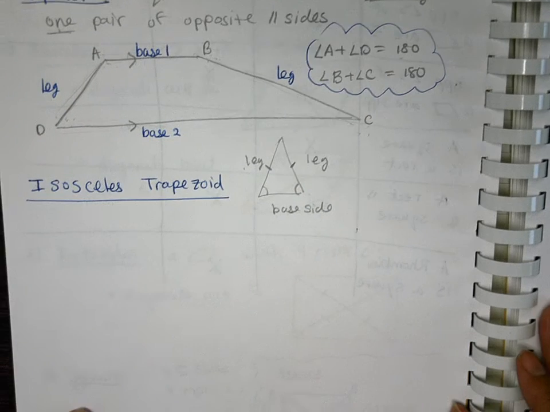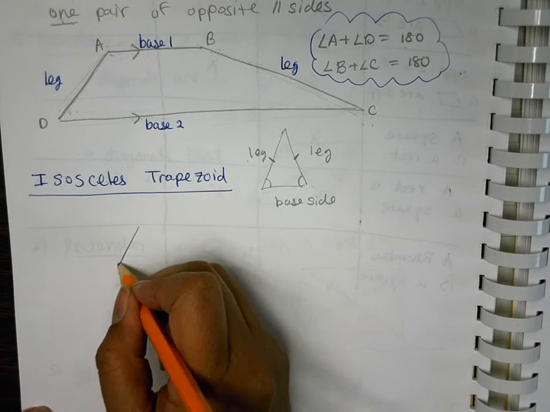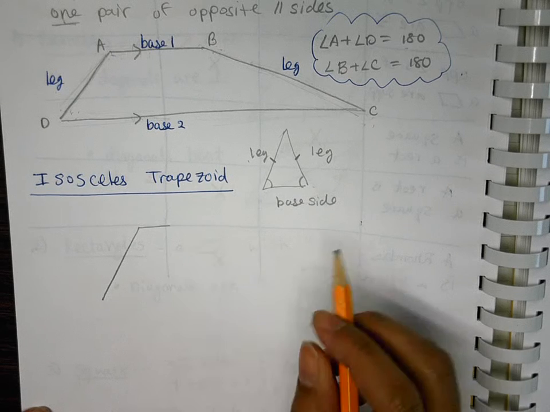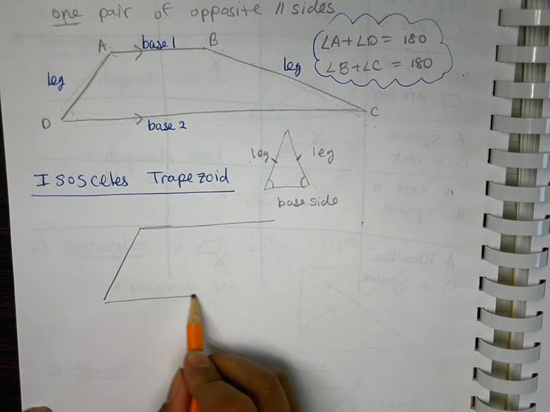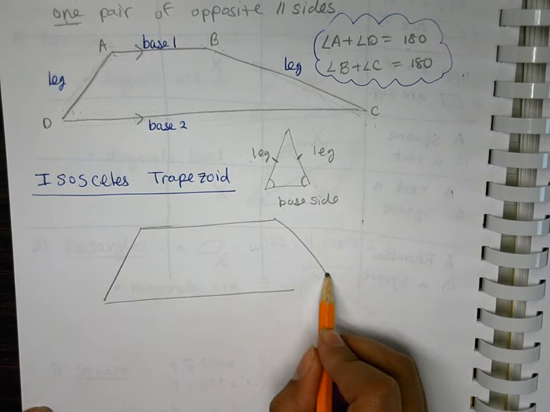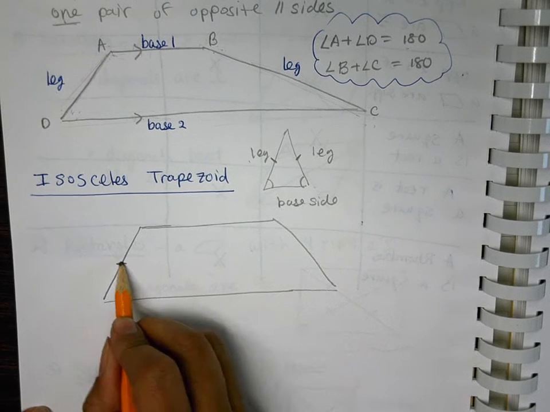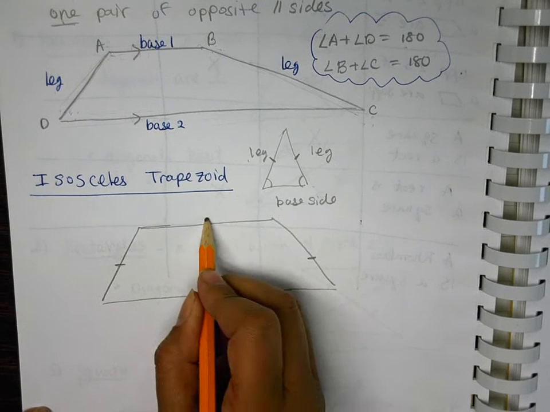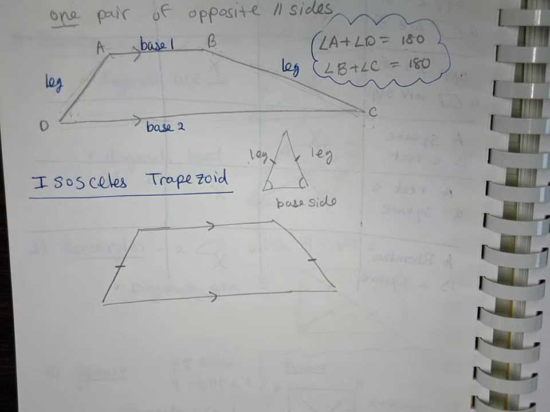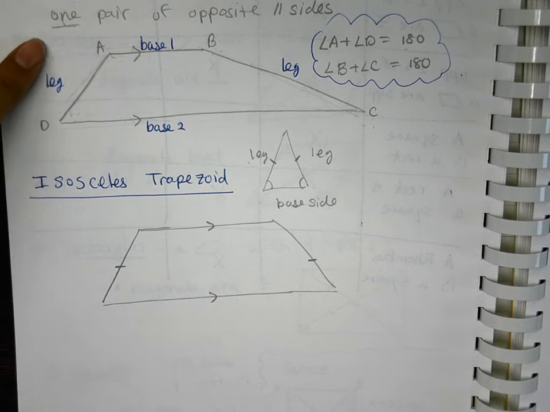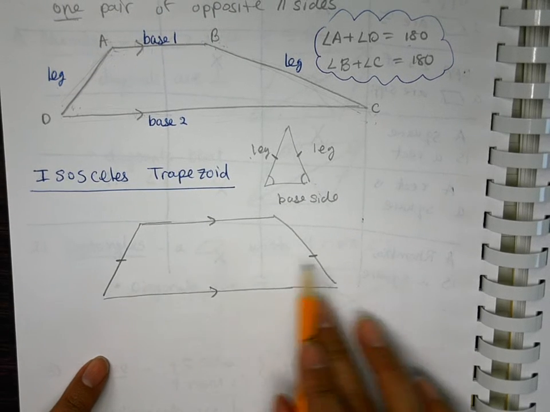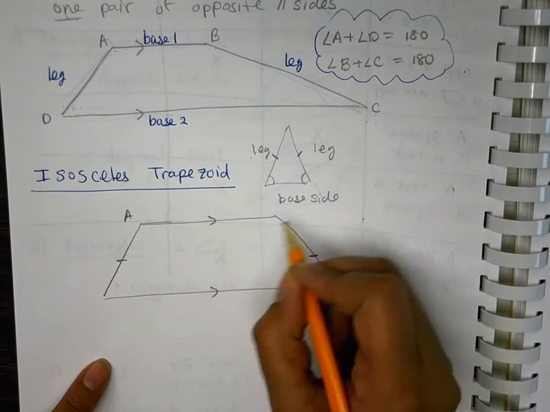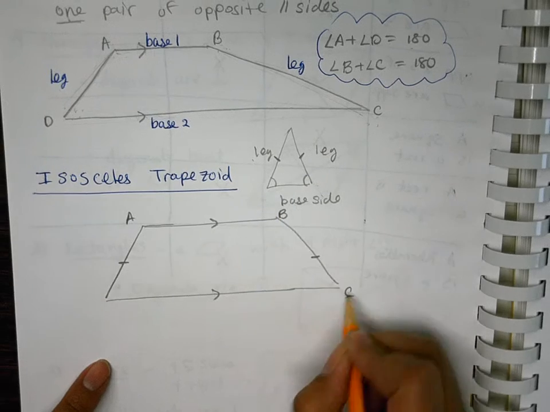All right, similar. It's a trapezoid, so there's still exactly one pair of opposite parallel sides, but your legs are congruent. All right, so what's different? It still has exactly one pair of opposite parallel sides, these here, but your legs are congruent. I'm going to call this A, B, C, D.